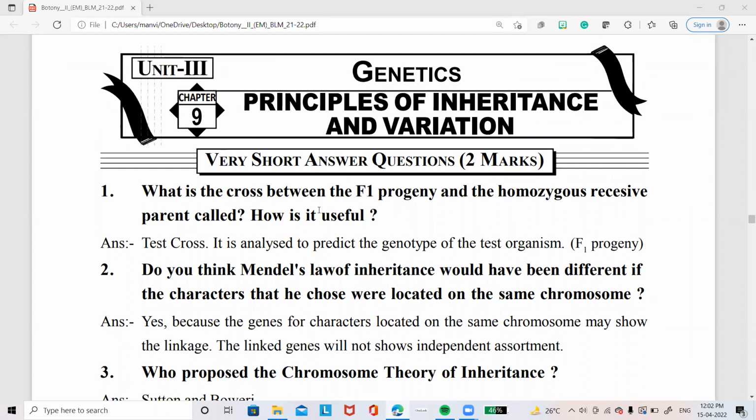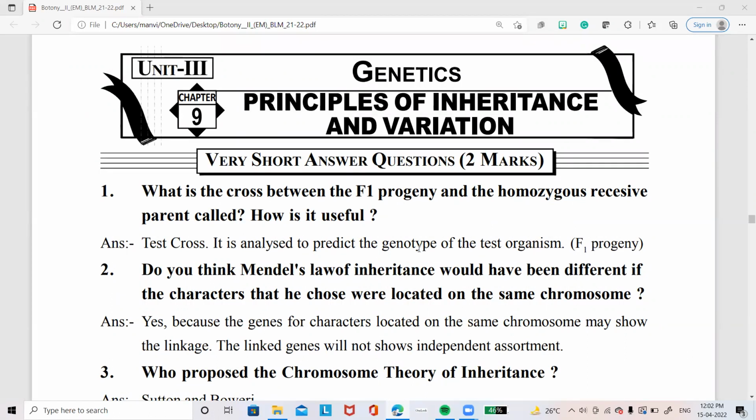What is the cross between the F1 progeny and the homozygous recessive parent called? How is it useful? The cross between the F1 progeny and the homozygous recessive parent is called test cross, and it is analyzed to predict the genotype of the test organism.